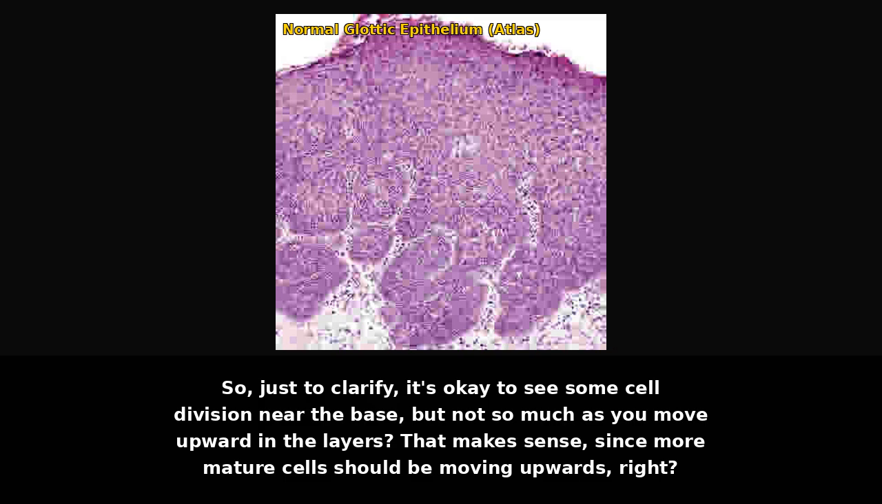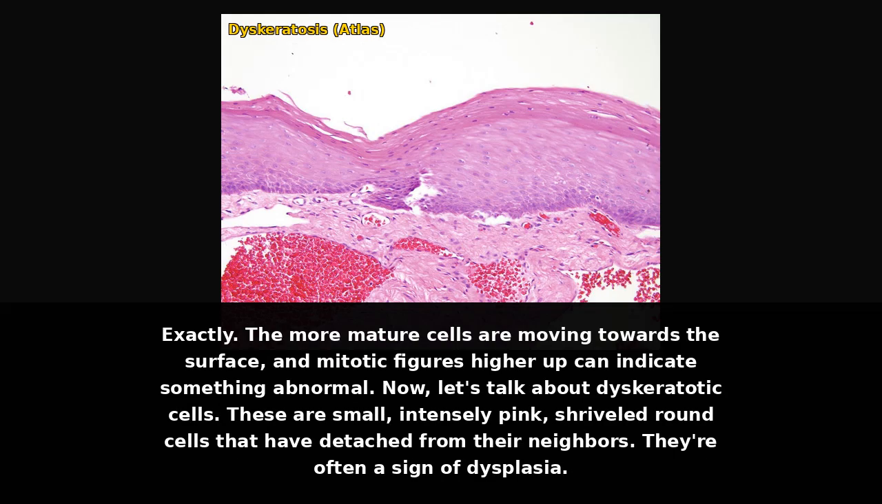So, just to clarify, it's okay to see some cell division near the base, but not so much as you move upward in the layers. That makes sense, since more mature cells should be moving upwards, right? Yes, the more mature cells are moving toward the surface, and mitotic figures higher up can indicate something abnormal.